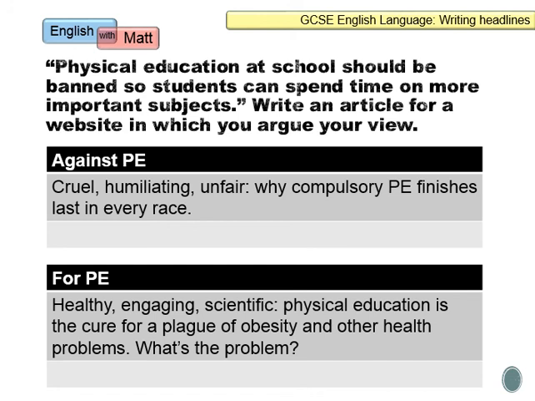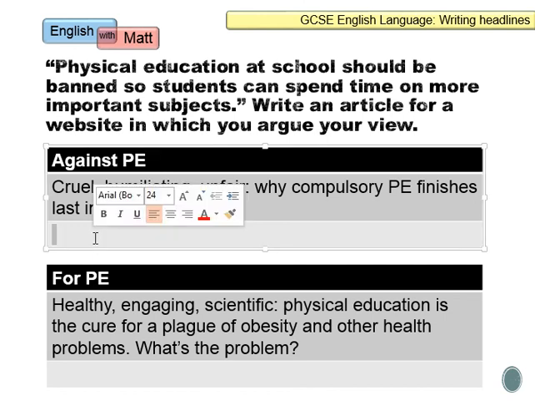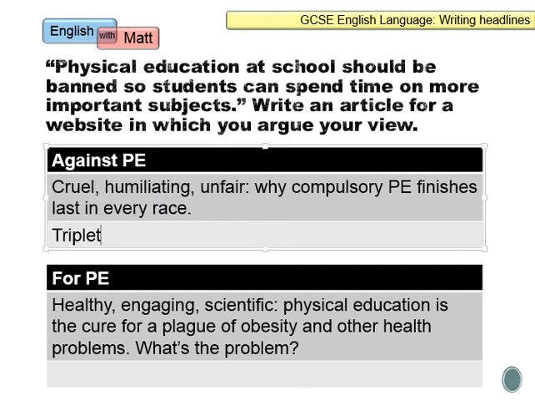If you're going to be against PE and therefore agree with the statement, you might start your headline like this: cruel, humiliating, unfair, why compulsory PE finishes last in every race. In terms of language techniques, we have a triplet here, or a list of 3, which is demonstrating good use of language. We again have another colon. But we also have a metaphor, or personification really, where PE is being compared to finishing last in every race, which continues the theme and reinforces the theme of competition and sport.